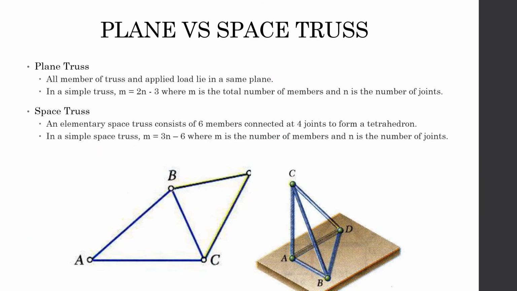Now there are two kinds of trusses, plane versus space trusses. The difference between the two is that in plane trusses all the members apply the load in the same plane, and the truss is also a planar structure which is working in a single plane. So all members of the truss and applied load lie in the same plane. As you can see, this is an example of a planar truss.